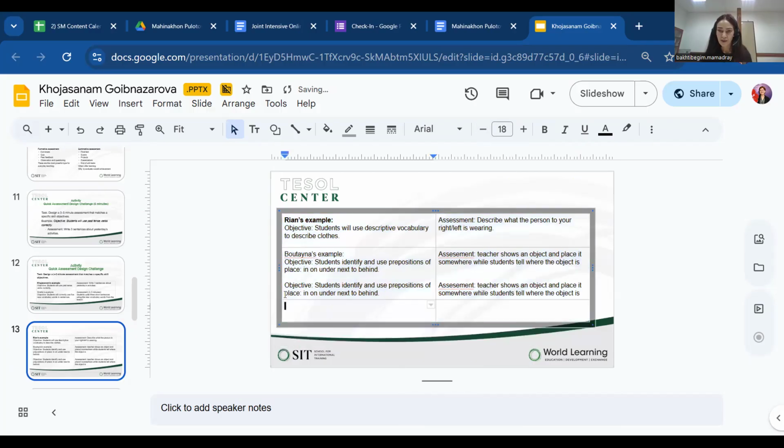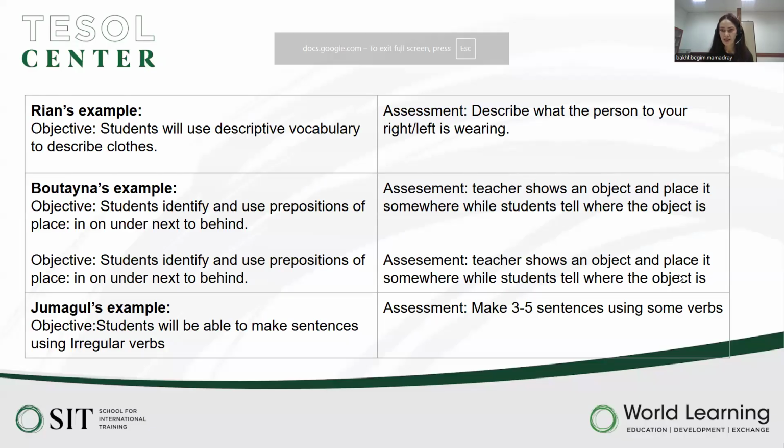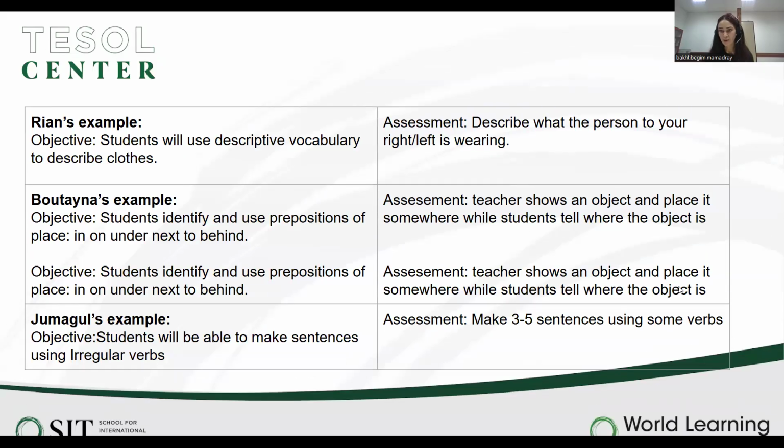Jumagul: I will give them some verbs first. Next, help them to make past simple. Great idea. Assessment: the teacher shows an object and places it somewhere while students tell where the object is. Objective: students identify and use the prepositions of place: in, on, under, next to, or behind. Assessment: the teacher shows an object and places it somewhere while students tell where the object is. Yes, great idea.